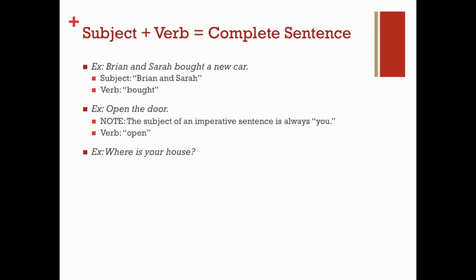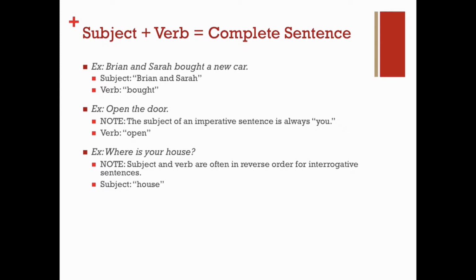Next is, where is your house? And this is an interrogative sentence. The subject and the verb can often be in reverse order when it comes to questions, interrogative sentences. So sometimes identifying subject and verb in a question can be a little bit tricky. Not always will you be asked to do so. But the subject of this sentence is house, and the verb is. So as you can see there, is appears before house in this question, which flips the order that subject and verb usually appear. But that's not to say that a subject and verb don't appear in interrogative sentences. They just oftentimes appear in reverse order.